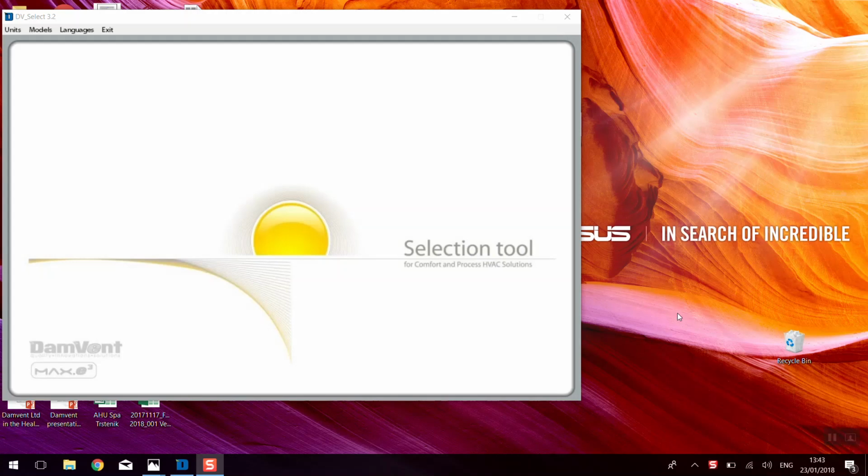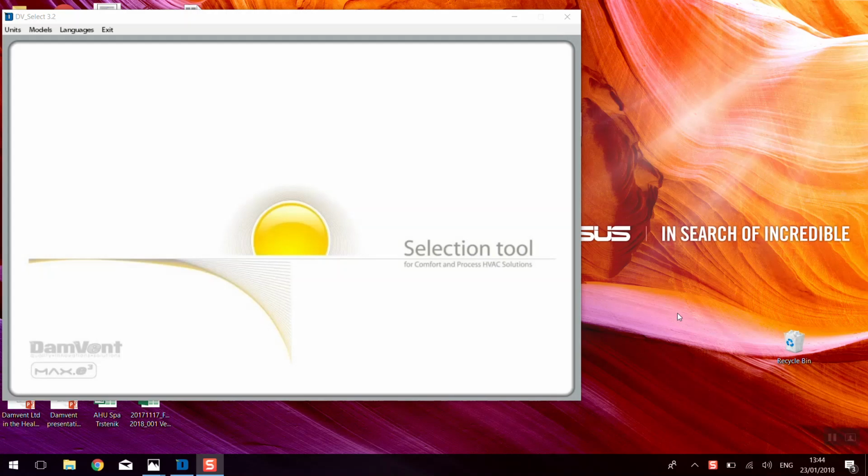Hi guys, today we have a new topic for you, and that is selection software for hybrid integrated solutions for fresh air. Why is the selection software so important? First of all, because you cannot select such units based on catalogs. You need software that calculates summer mode, winter mode, and gives you precise calculations.